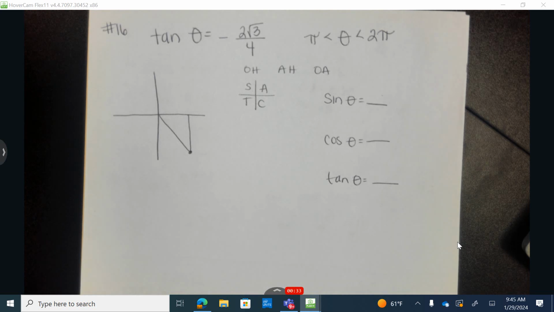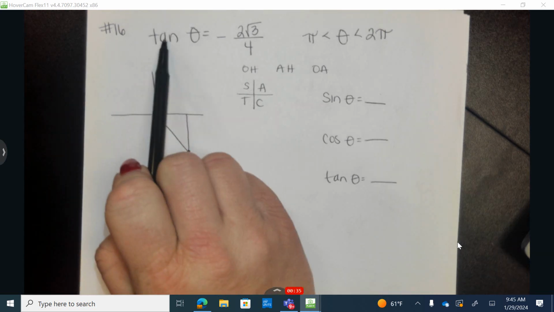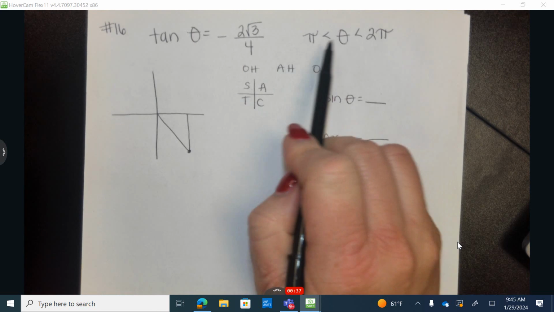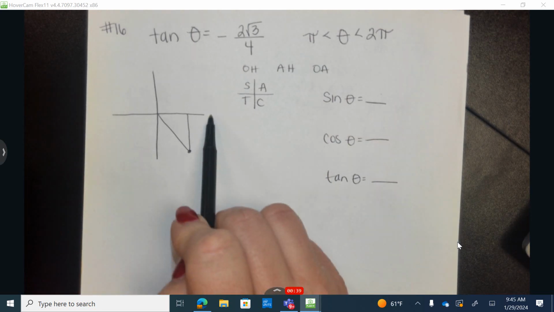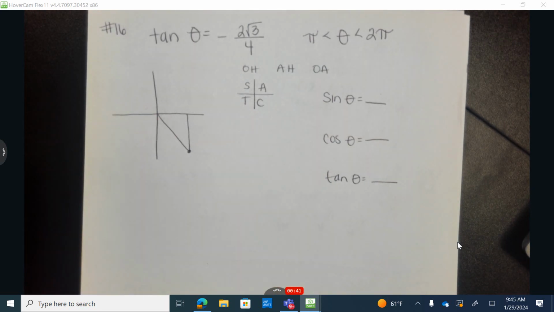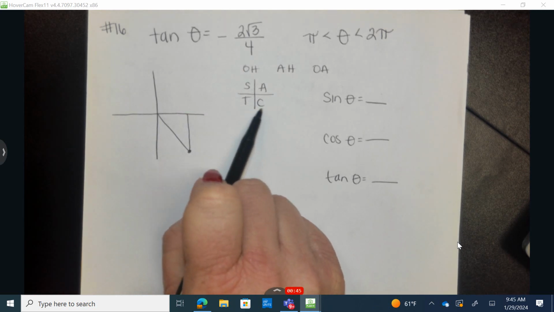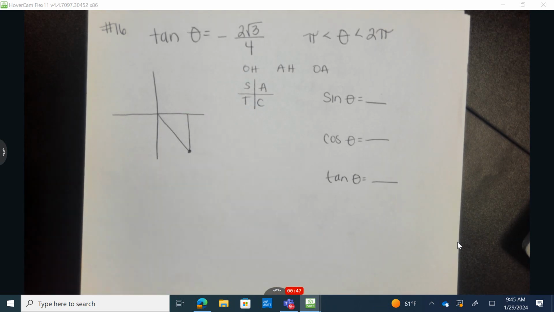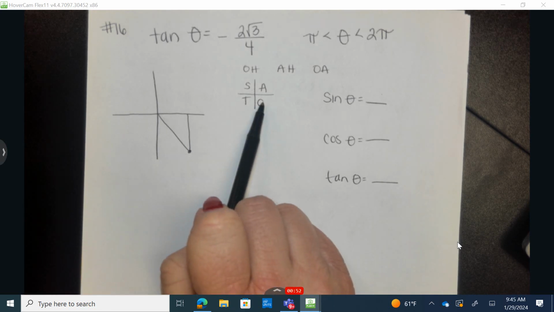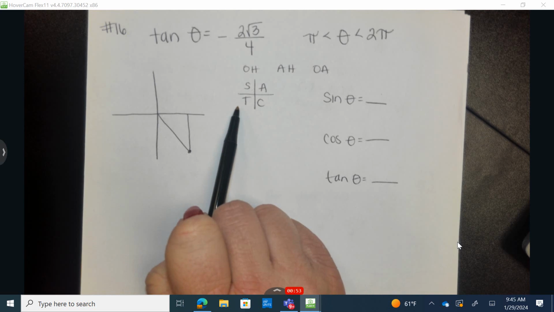Now this is what I'm provided. I am provided with that the tangent curves between pi and 2 pi. So it's either in quadrant 3 or quadrant 4. Because it's negative, I know it has to be in quadrant 4. This was not provided for me. I went ahead and already drew that picture. Again, why do I know it's in quadrant 4 and not quadrant 3?